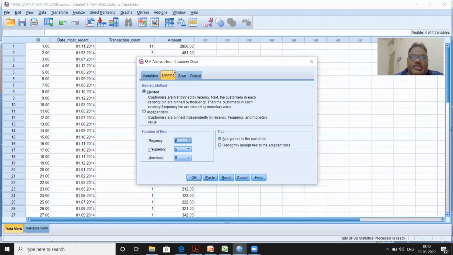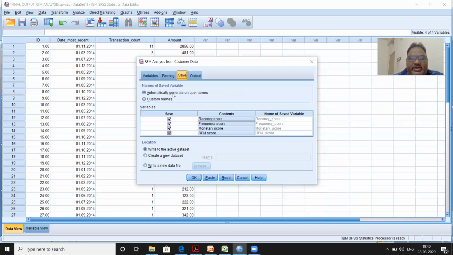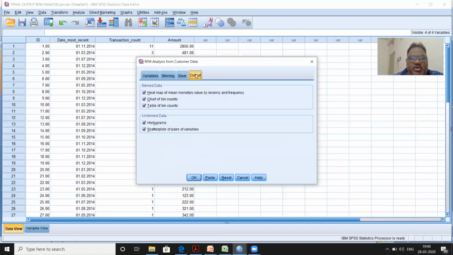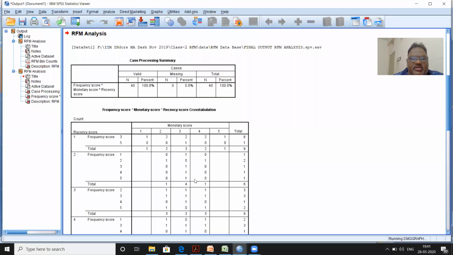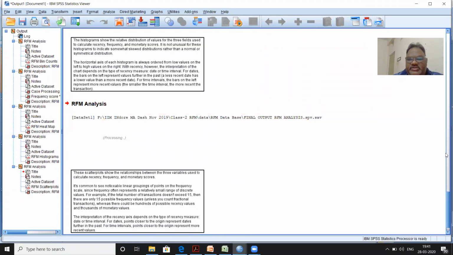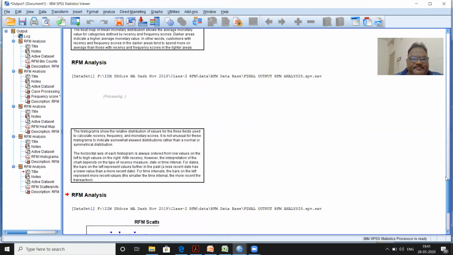Here, go to Save. I want the automatically generated data that I require, that is the R score, F score, and M score. Then in output, I want the heat map, charts, table, histogram, and scatter. Okay. When you click OK, now let's discuss one by one.